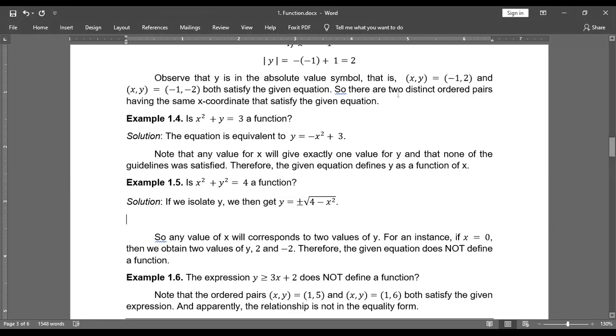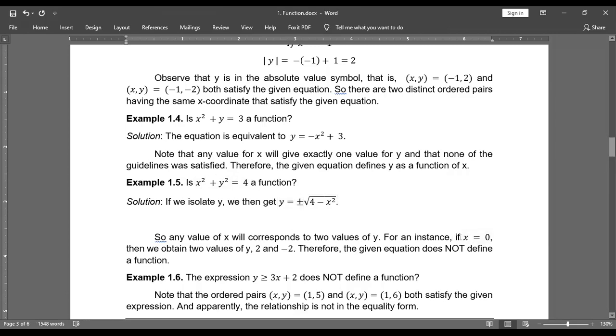Upon isolating the y variable on one side of the equation, we have this. If we transpose x squared to the other side, we have 4 minus x squared. And to get rid of the square, we have to extract the root of the term. That is why we have a square root here. And the square root is positive and negative. We again have two possibilities: the positive root and the negative root.